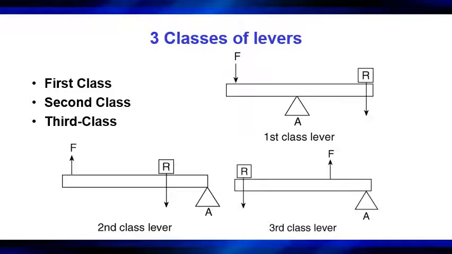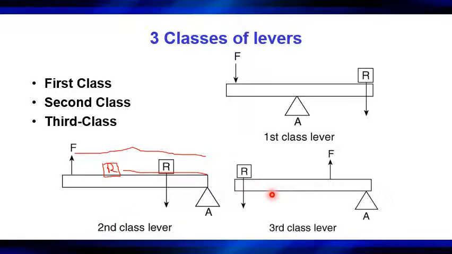So if we moved our resistance, it'd be a little easier if I draw it. So here, if we put the resistance here, now here's the length of your resistance arm. Here's the length of your force arm. So you still have a mechanical advantage of greater than 1. So in a second class lever, that's what you're going to have.